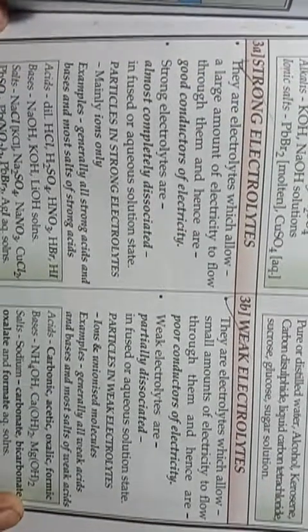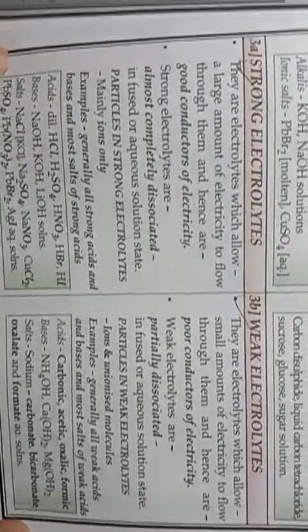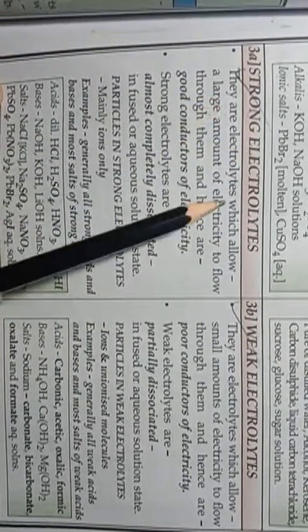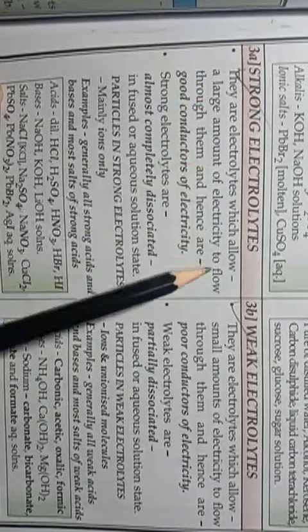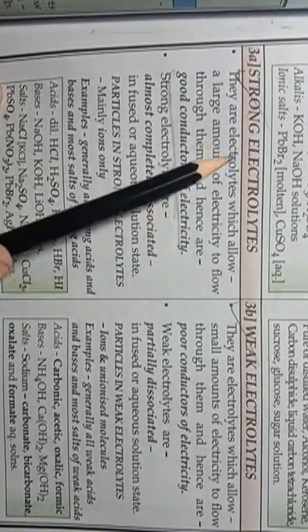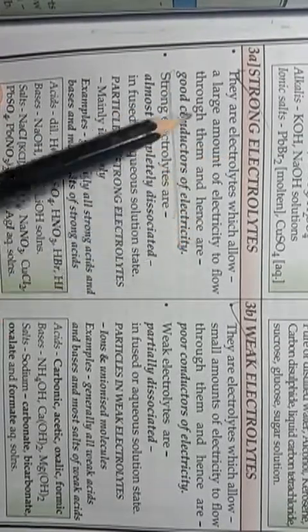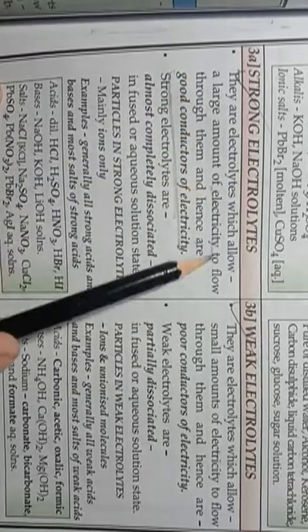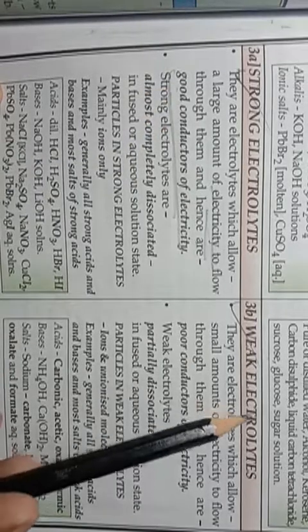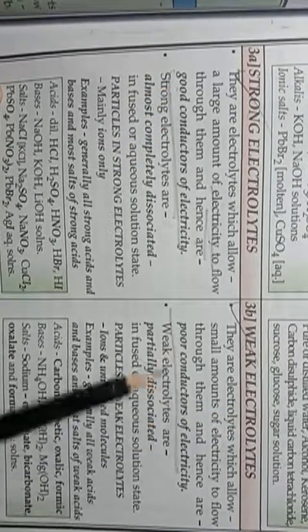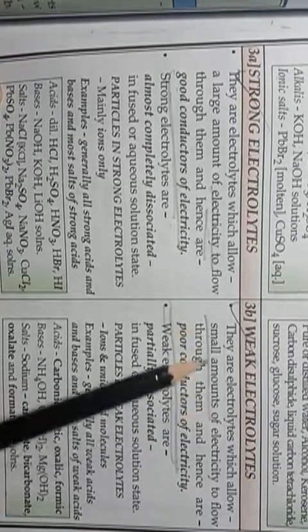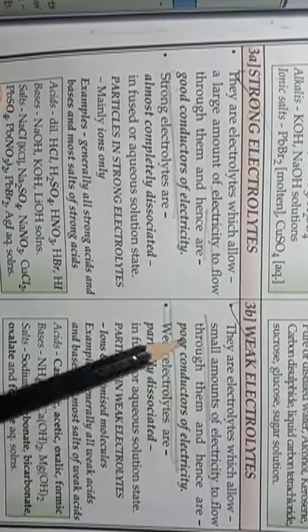The next heading is strong electrolytes and weak electrolytes. According to the first point, strong electrolytes allow a large amount of electricity to flow through them and hence are good conductors of electricity. So strong electrolytes allow a high amount of electricity to flow through them, and that is why they are good conductors of electricity, whereas weak electrolytes are poor conductors of electricity, because they allow only a small amount of electricity to flow through them.